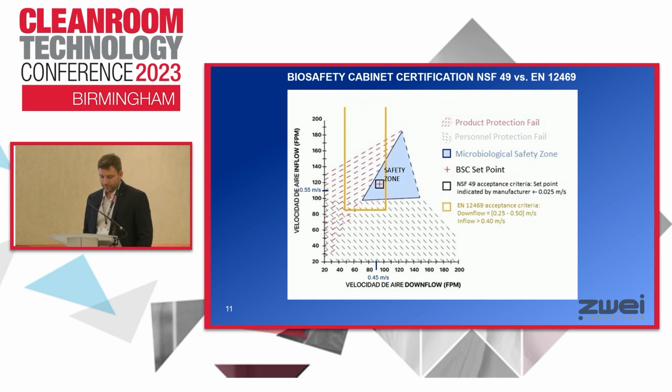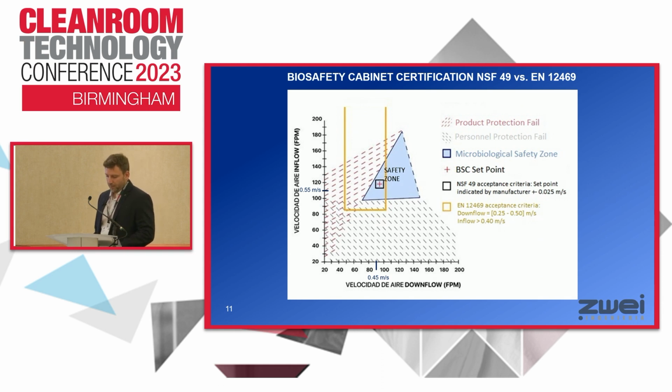This graphic represents the performance of the biosafety cabinets as a function of different combinations of downflow and inflow velocity. The blue triangle is the microbiological safety zone. There is no escape to the outside, and there is no laboratory air going into the work area. It is taken from the blue triangle, and the set point is taken from a white paper from Baker, a United States manufacturer of biosafety cabinets.